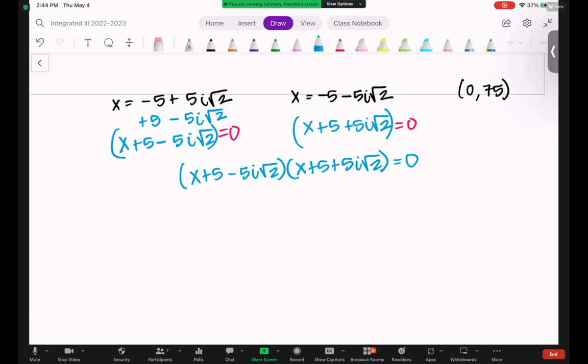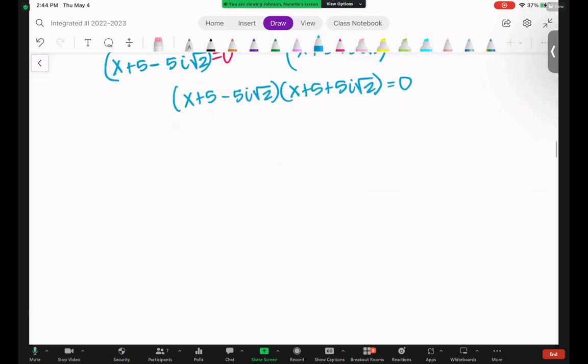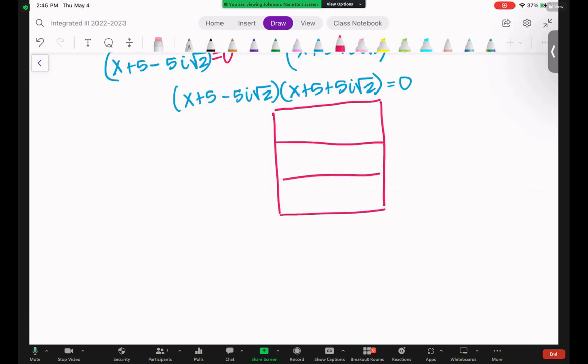Okay. Yeah, you multiply them. So I'm just going to multiply these two. And the way I multiply is I make a gigantic box. This is the area model, for those of you who are familiar with the area model. Just be a little bit on the neat side because you have to squish people in there. So x, 5, negative 5i root 2.